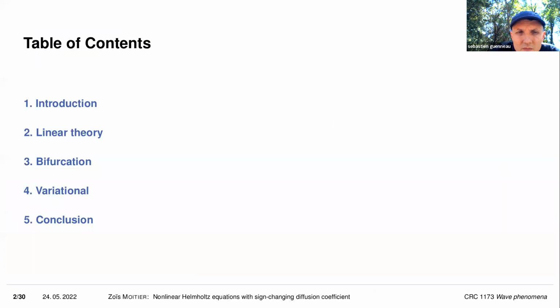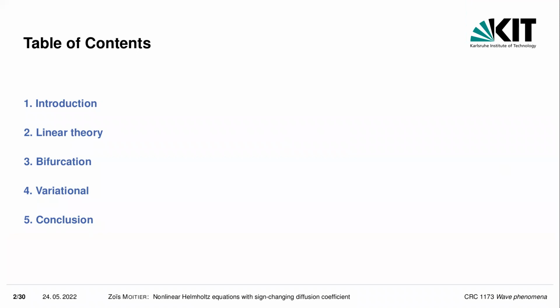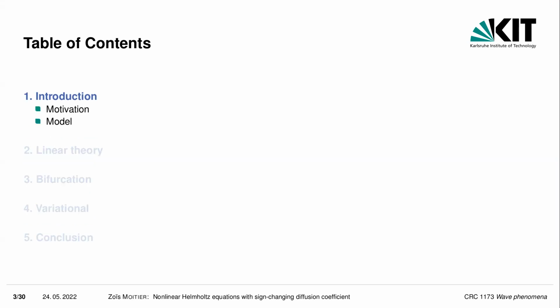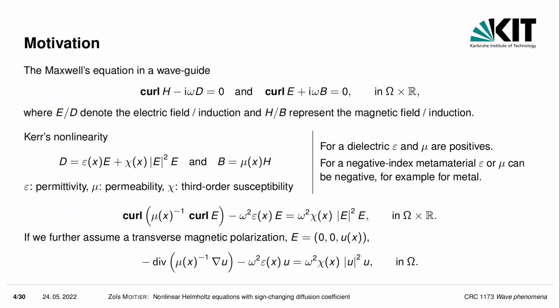So I will introduce my motivation model, and then we want to do some nonlinear equation. We need to first talk a little bit about the linear part, and then we'll have two kinds of nonlinear results, some bifurcation and variational results. So let's go into the motivation. The motivation is to see what happens when you combine some nonlinear effect and metamaterials in, let's say, electromagnetic setting.